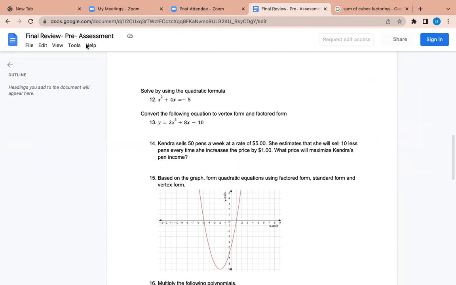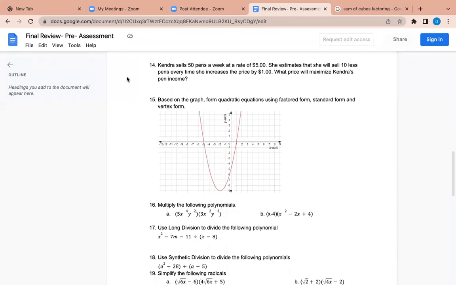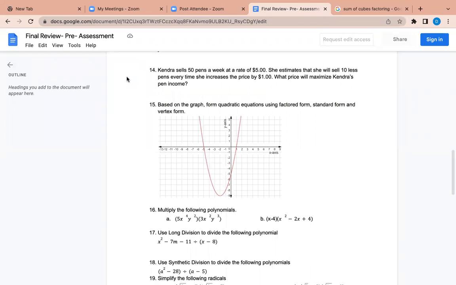Number 13, number 14 here. Kendra sells 50 pens at a weekly rate of $5. She estimates that she will sell 10 fewer pens every time she increases the price by $1. So if you have 50 pens, that's times 5, right? Because it's $5 per pen, so it'd be what? $250.